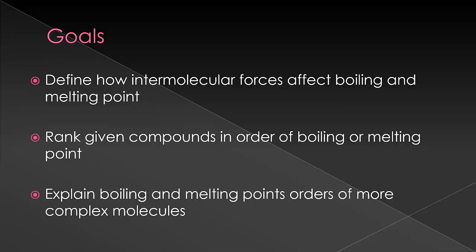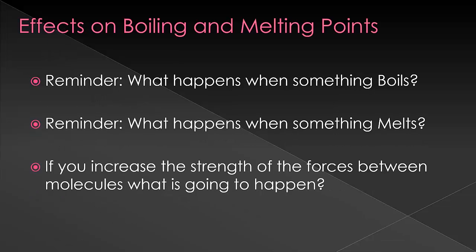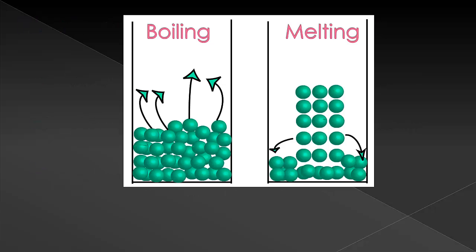So these will be examples where maybe this doesn't follow the exact rules I talk about here, but you should be able to explain why that might be the case if I give you the answers. So first, we need to do a little bit of a reminder on what happens when something boils and melts so that we can talk about why intermolecular forces would matter here. And then if we increase the strength of the forces between the molecules, how is that going to change the boiling and melting temperatures? So first, let's talk about boiling and melting.